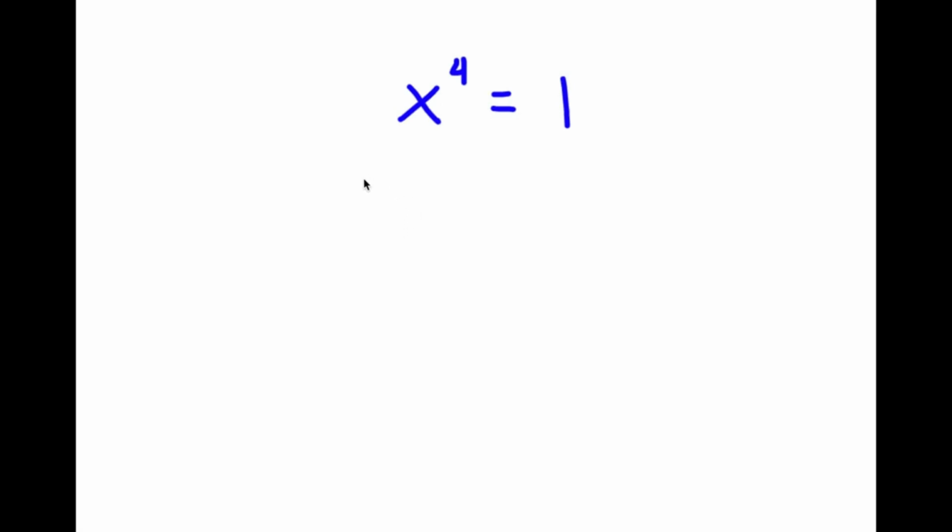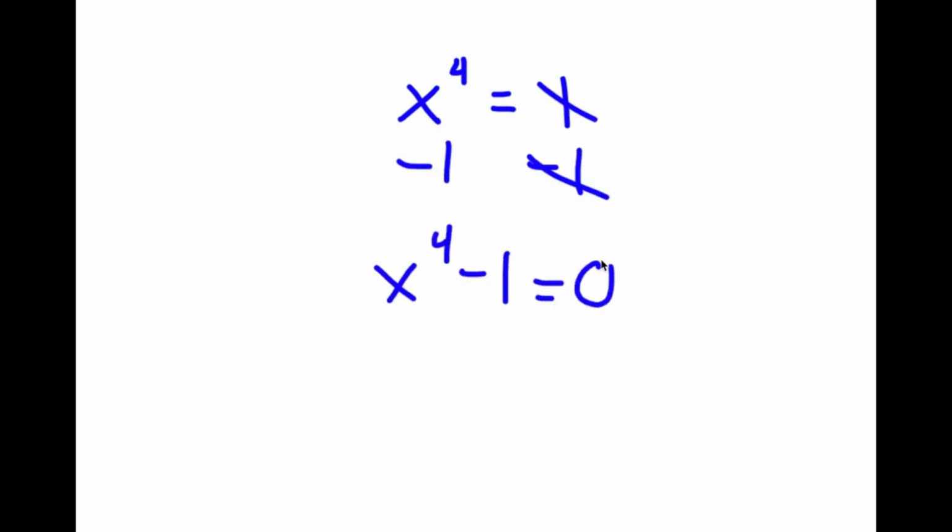Alright, so in this problem, I have x to the power of 4 is equal to 1. So I'm going to first start by subtracting 1 on both sides. So then these two cancel out, and I get x to the power of 4 minus 1 is equal to 0.